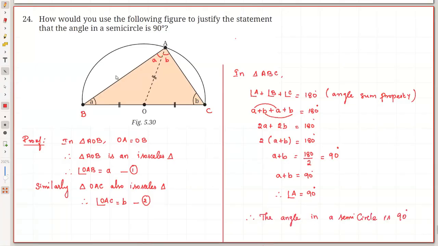Once again, as they have given two sides are equal, we can say AOB and AOC are isosceles triangles. If it's an isosceles triangle, base angles are equal. This is A, this is A. This is B, this is B. So just take the big triangle ABC, apply the angle sum property, and we get the result.